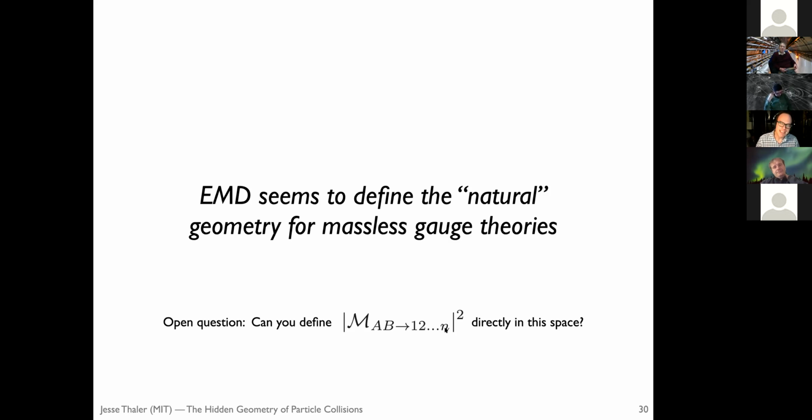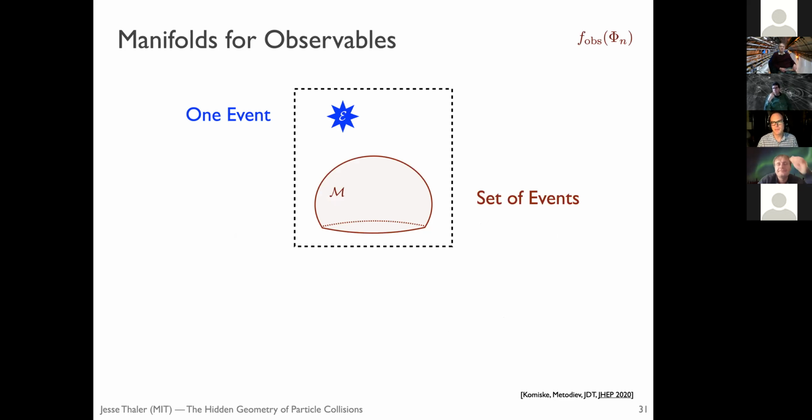Okay, so that's what I wanted to tell you about phase space. Let me now tell you about observables. There's a variety of collider observables that have been developed over the years.